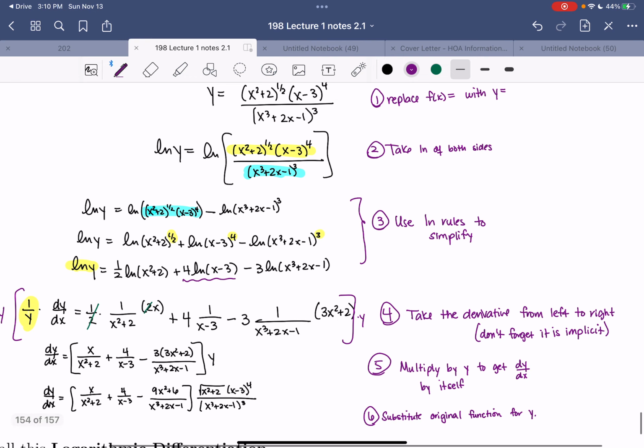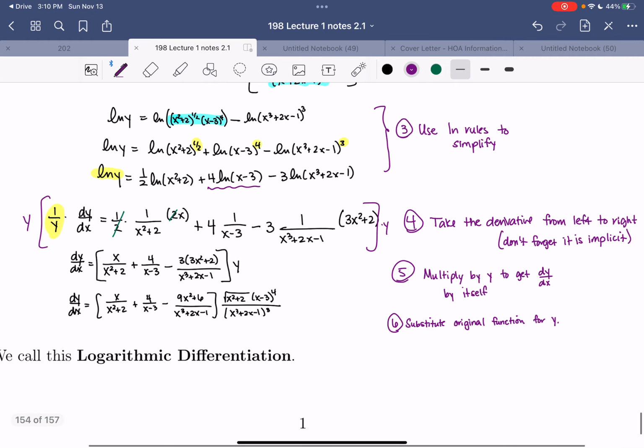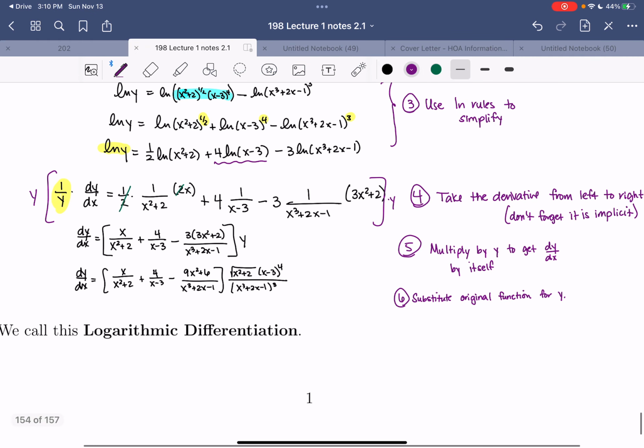So this is logarithmic differentiation. Okay, we use the power of logarithms to make our derivatives easier. So we start out by replacing your f of x with a y equals so that we can take the natural log of both sides. Then we're going to simplify using our log rule. And once we've done that, we are going to take our derivative from left to right, remembering that we're working with something that's potentially implicit, particularly on the left.